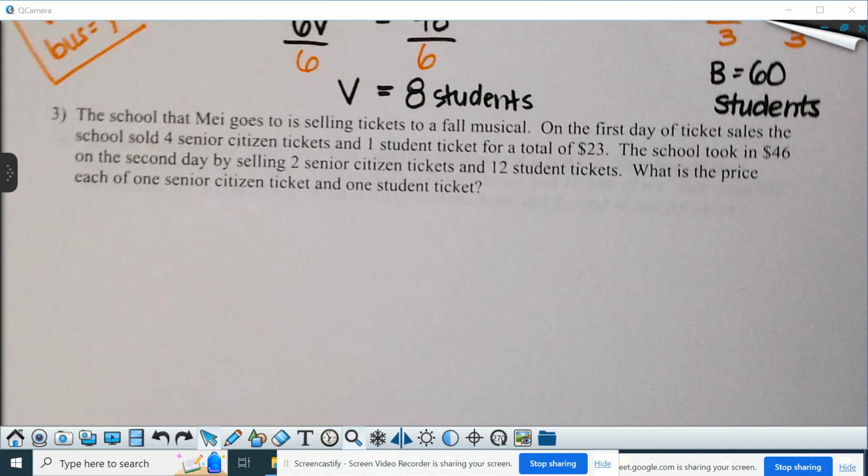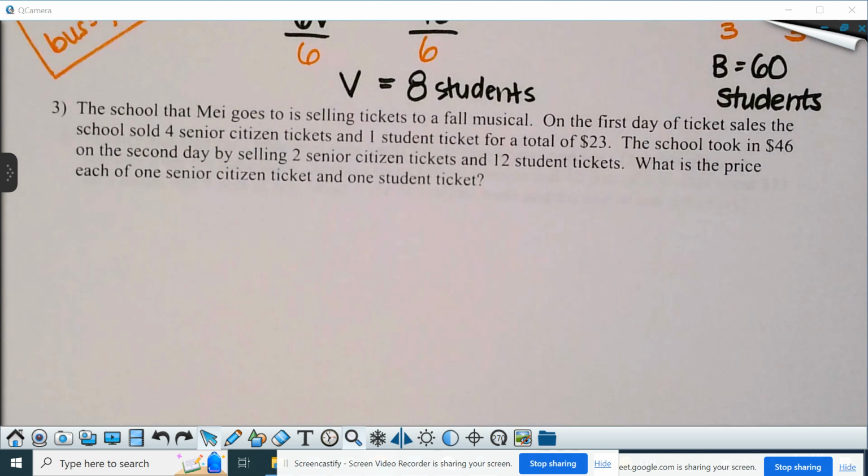So May goes to school and is selling tickets for a fall musical. On the first day of ticket sales, the school sold 4 senior citizen tickets and 1 student ticket for a total of $23. Now, all these questions are fairly similar, and I did that on purpose so we can drill and kill this type. They will change it up a little bit, but not a whole lot.